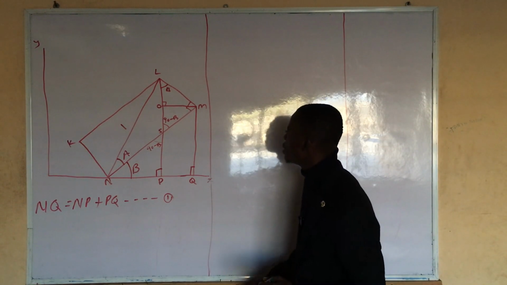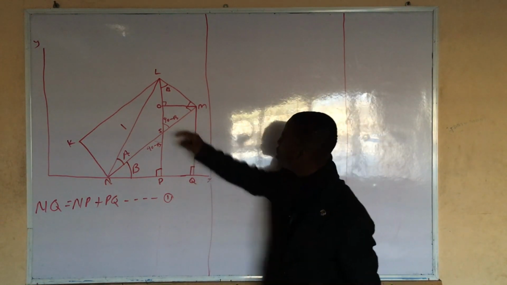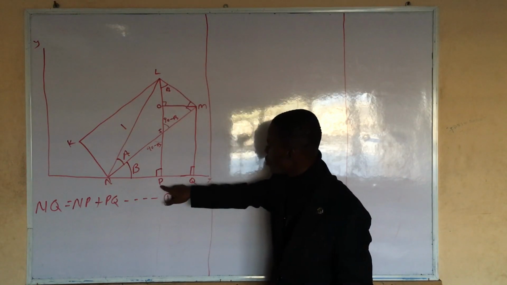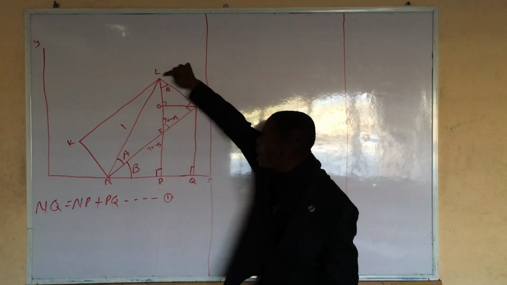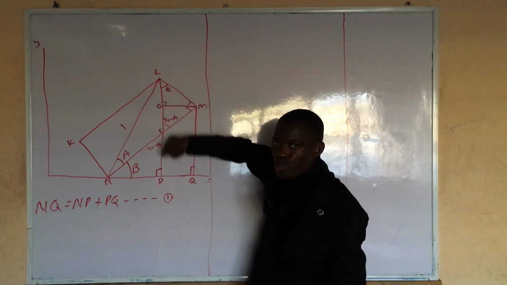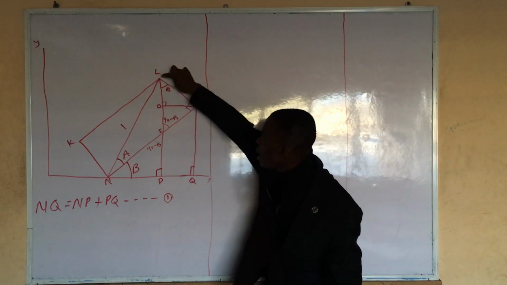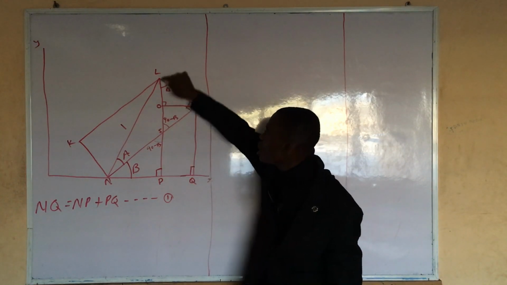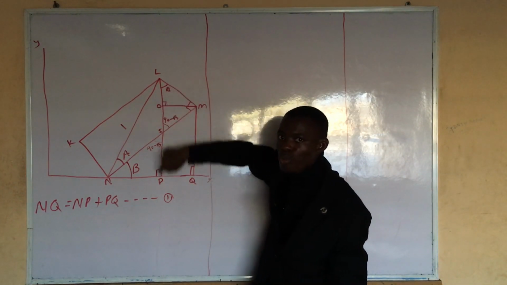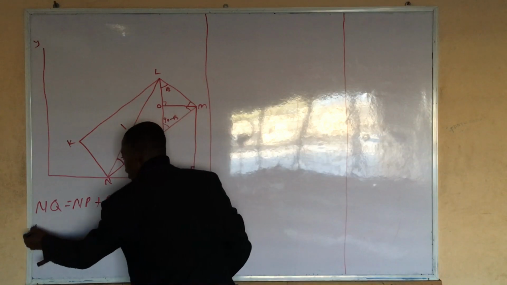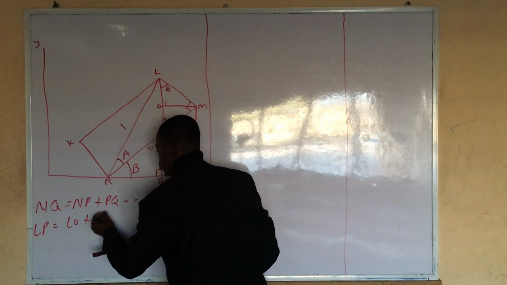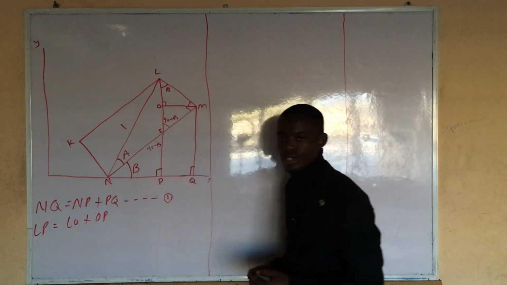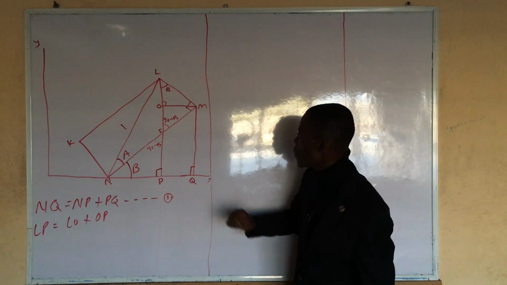Perfect. Now let's look at line LP. LP is also equal to LO plus OP. So therefore, LP is equal to LO plus OP. Incredible. Are we here? Perfect.